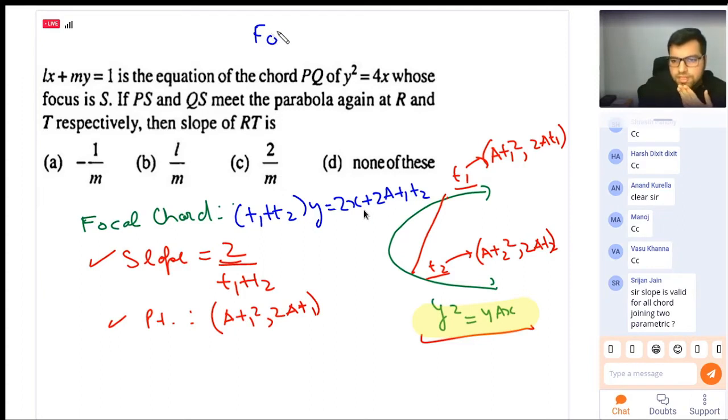Yes, so slope is valid for all chords joining two points on the parabola. Any points T1 and T2 you take, slope will always be 2 over T1 plus T2. Any point you take.